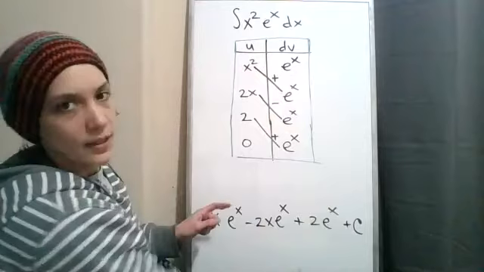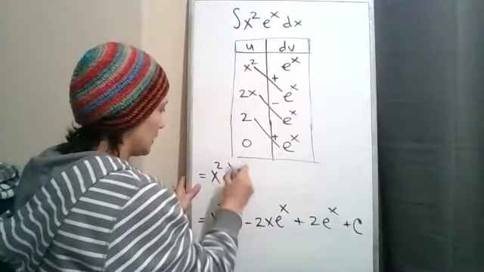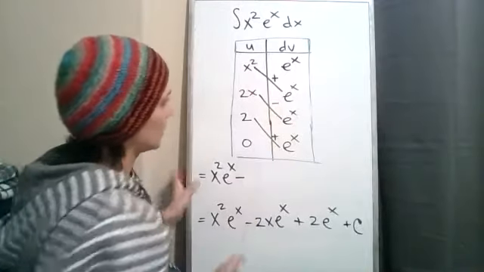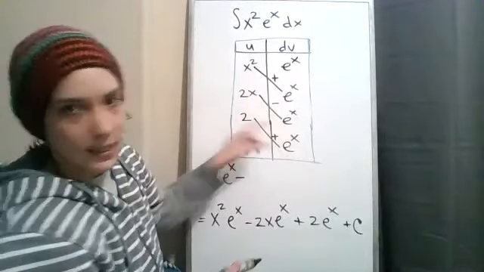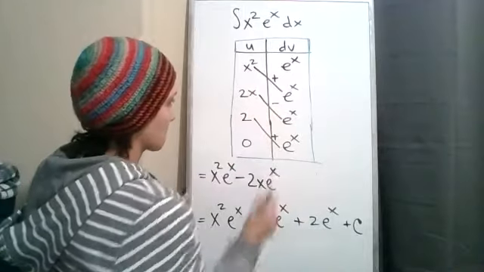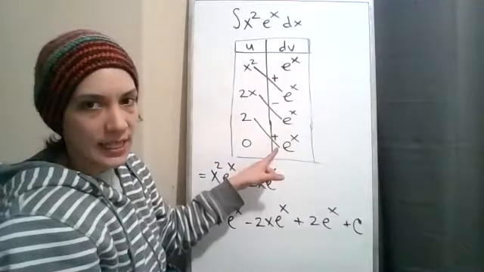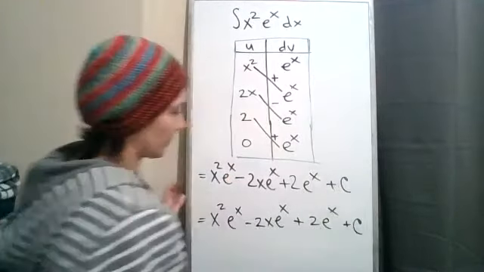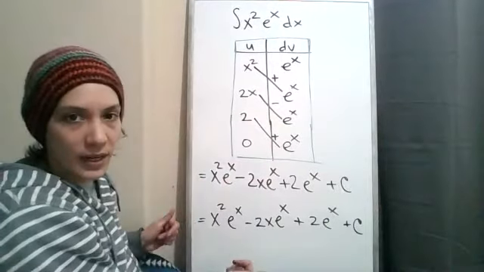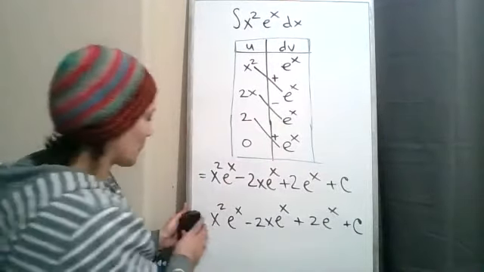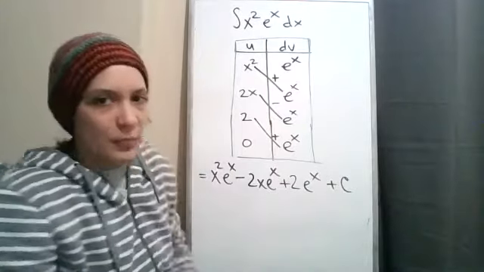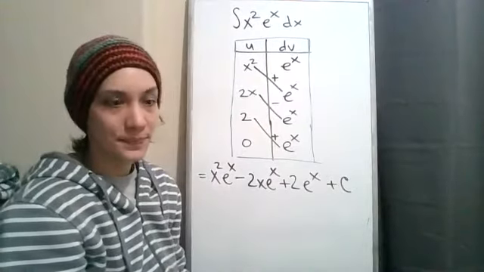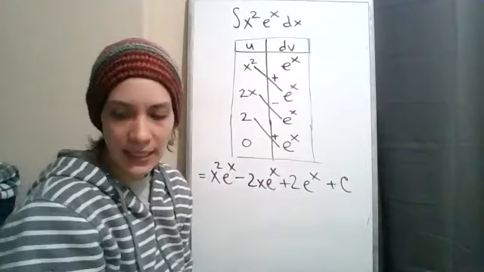So now we're going to use the shortcut to get this equal to x squared e to the x minus 2x e to the x plus 2e to the x plus c. So they match. We got the same solution. And I hope that helps explain the trick. So that would be the end of that section.